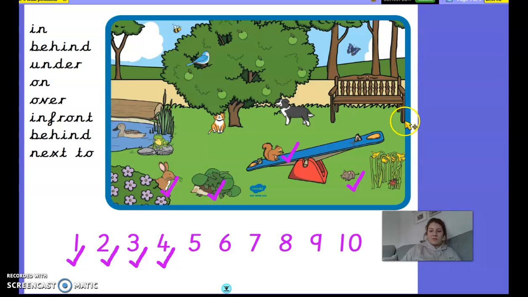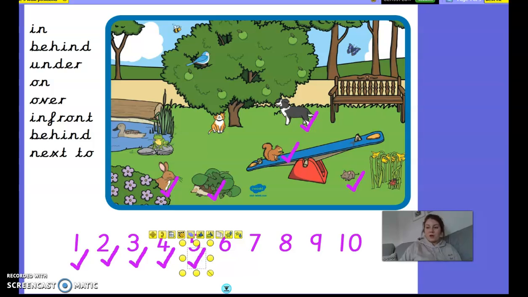Ooh, I can see a dog. And the dog is on the grass. Okay, so I think we'll use the word on for that one. He's standing on the grass, probably waiting to play with a ball or something if he's anything like my doggy. So we've got 5 animals now.